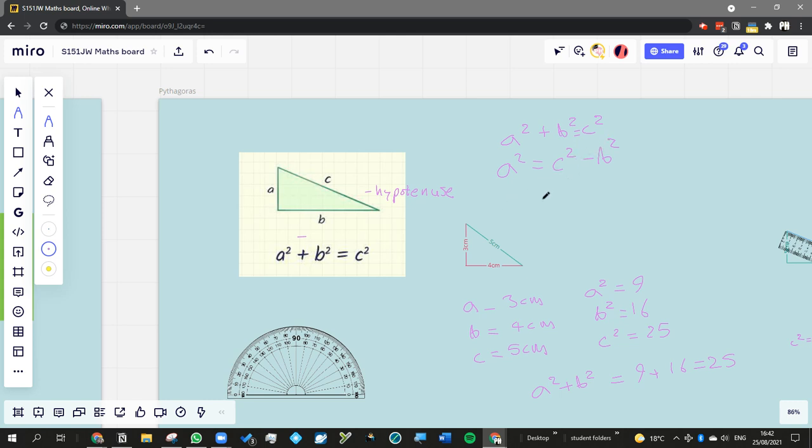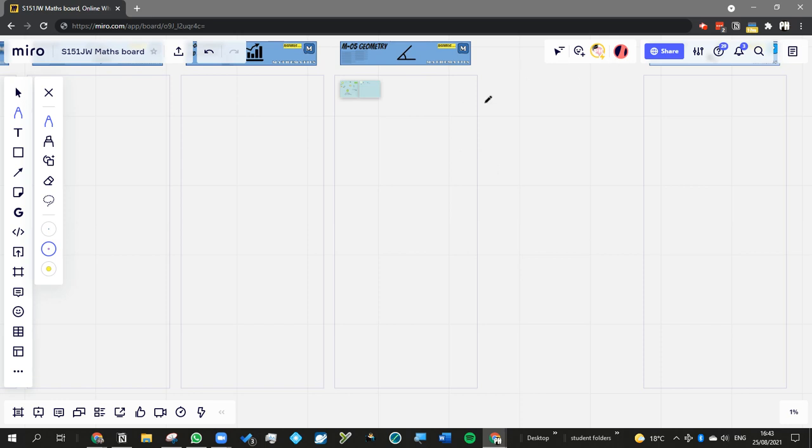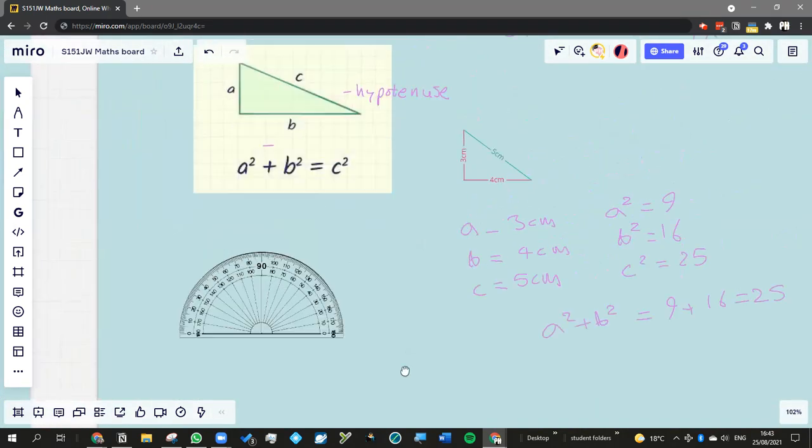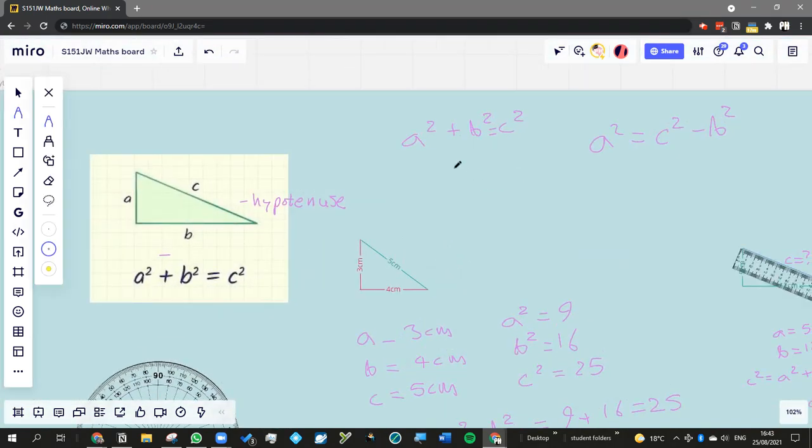Now, if I want B squared on its own, then I would subtract, starting with the top equation. If I want B squared on its own, this time what I would do is subtract A squared from both sides. I've got C squared minus A squared.